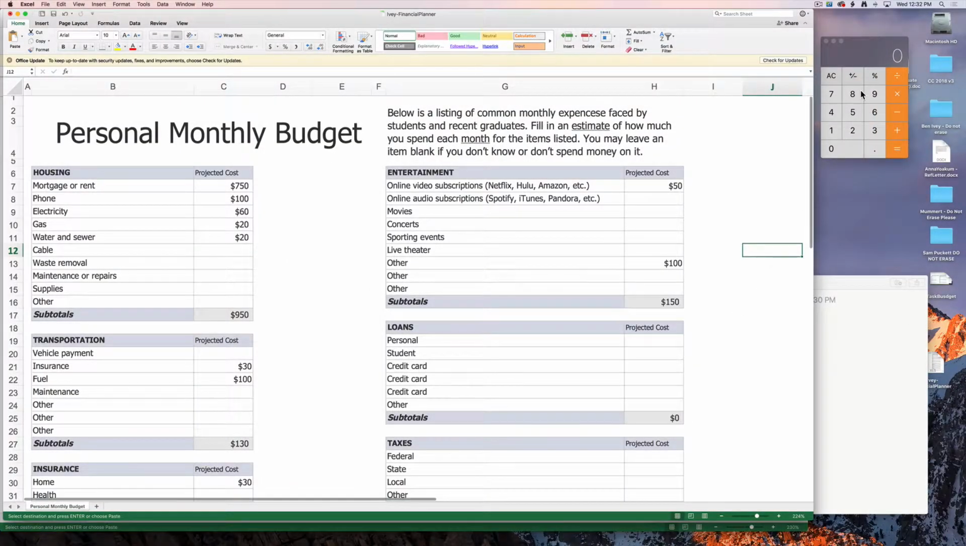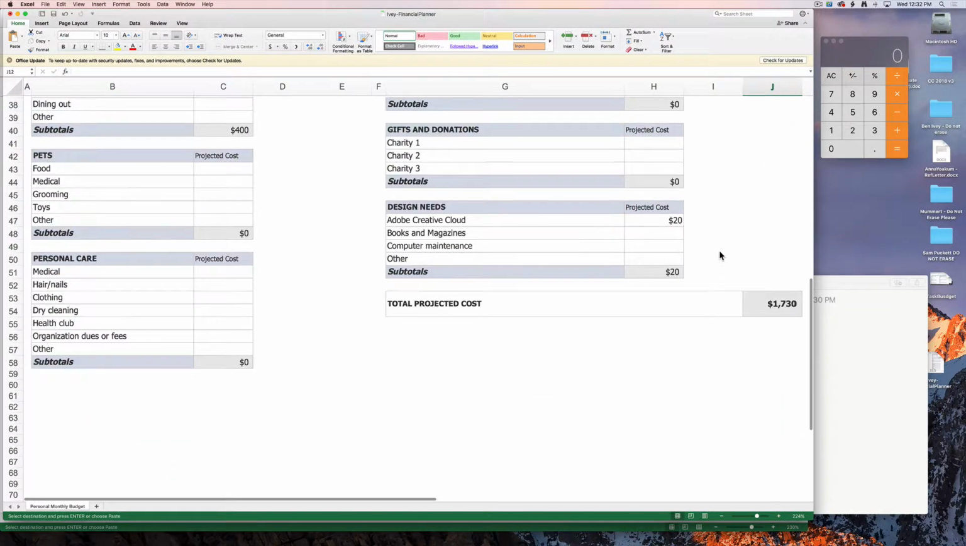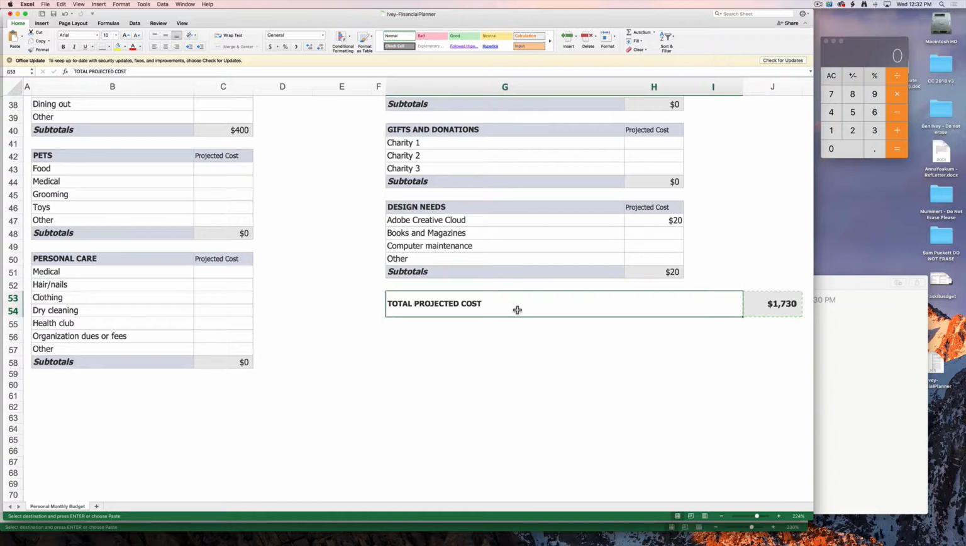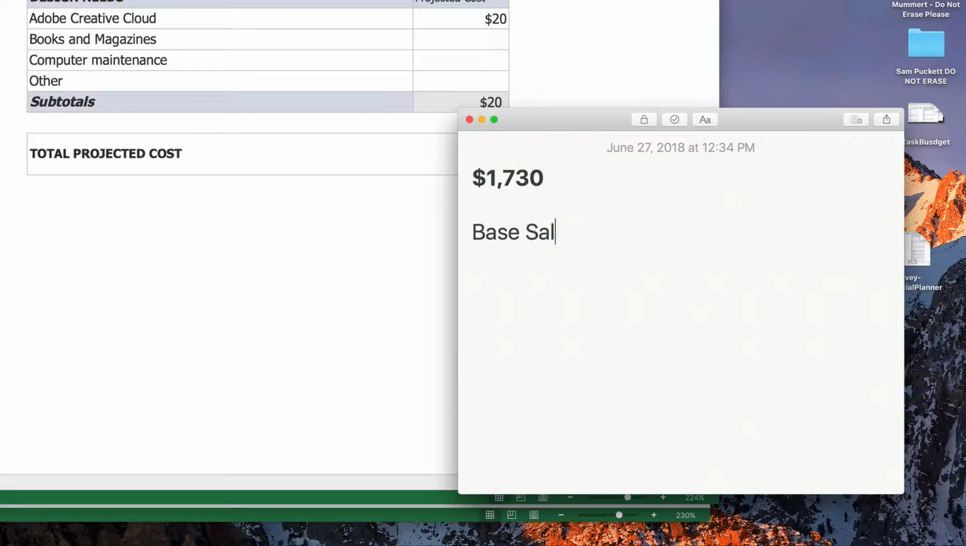Now that you've finished, grab your calculator and notepad and let's crunch some numbers. The first number that we need to know can be found at the bottom of your spreadsheet. Find your total projected cost for 1 month and copy this number onto your page. To find your base salary, multiply this projected cost times 12. In my case, the projected cost times 12 gave me a base salary of $20,760.